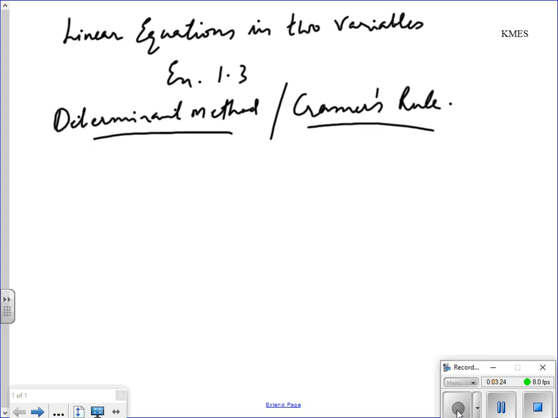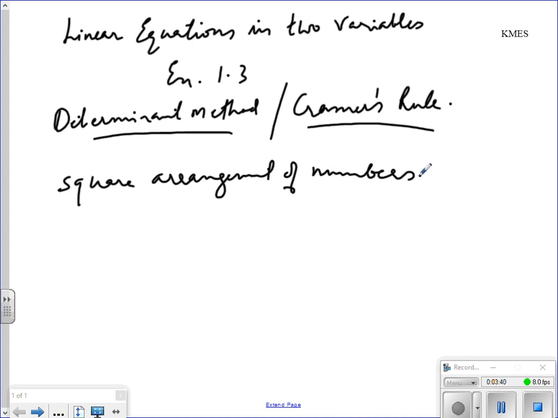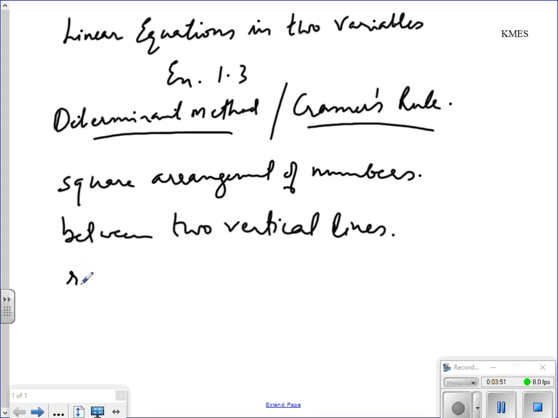Basically, a determinant is a square arrangement of numbers between two vertical lines which always reduces to a value.